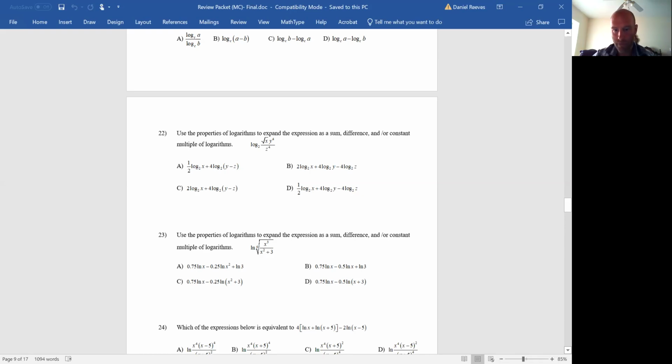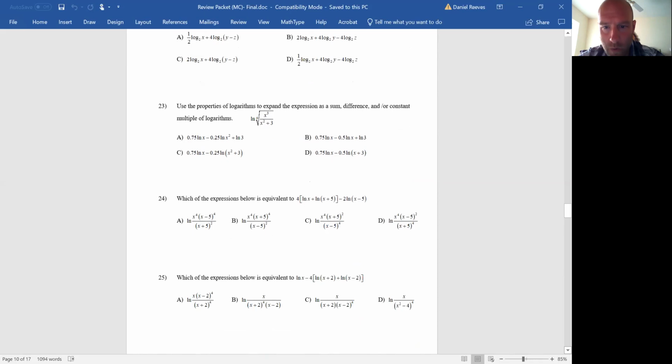24, which is equivalent to this thing. All right, so I've got x, which in the argument of natural log will be multiplied by x plus 5, and all of that will be taken to the 4th power. So I should see an x and an x plus 5 to the fourth, like I do in B, and all divided by, yep, looks like B is my correct answer there.